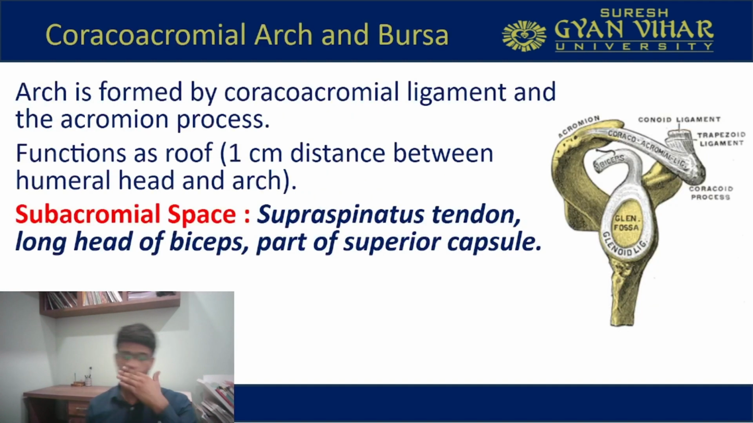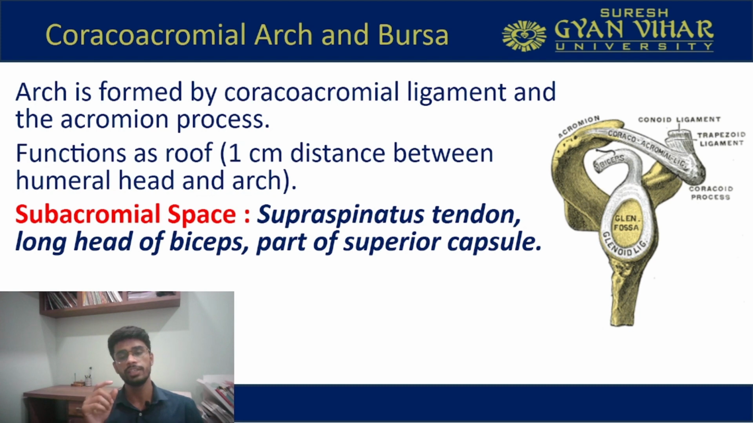Now let's see a very important thing in the glenohumeral joint, which is the coracoacromial arch and bursa. There is an arch above your humeral head. It is formed by the coracoacromial ligament, which is the ligament connecting the coracoid process and the acromion process. So there is the acromion process, and there is the coracoacromial ligament. This forms the roof for the head of humerus.